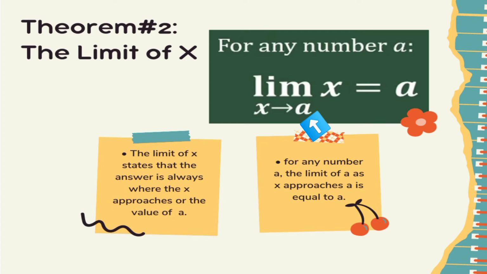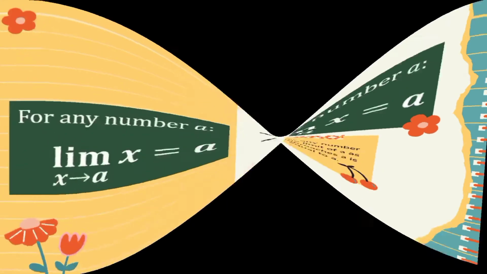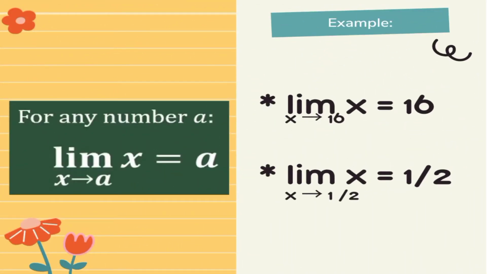So to illustrate, let's have our example. For our example number 1, applying the theorem number 2, we have the limit of x as x approaches 16. So the answer is 16 because the value of where x approaches is 16. Next, we have the limit of x as x approaches 1/2 is equal to 1/2 because the value of where the x approaches is 1/2. So we are going to copy the 1/2 and then the answer is simply 1/2. So that is the limit of x, the theorem number 2.